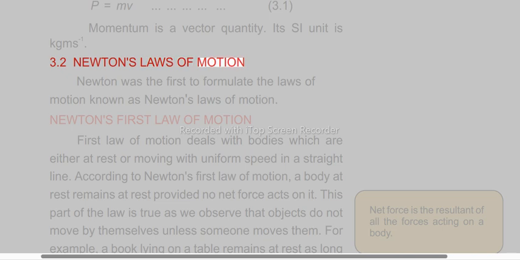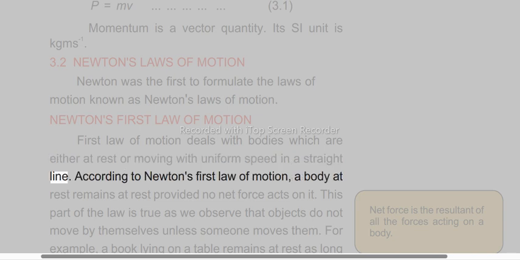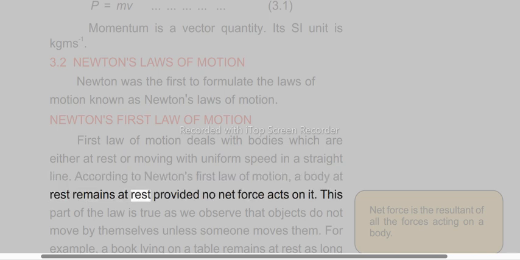3.2 Newton's laws of motion. Newton was the first to formulate the laws of motion known as Newton's laws of motion. Newton's first law of motion. First law of motion deals with bodies which are either at rest or moving with uniform speed in a straight line. According to Newton's first law of motion, a body at rest remains at rest provided no net force acts on it.